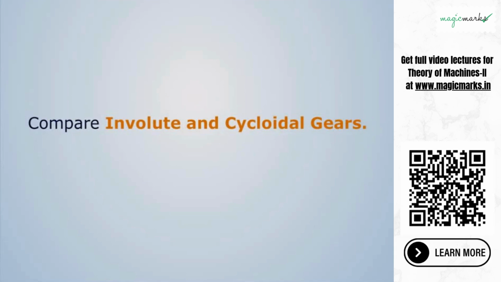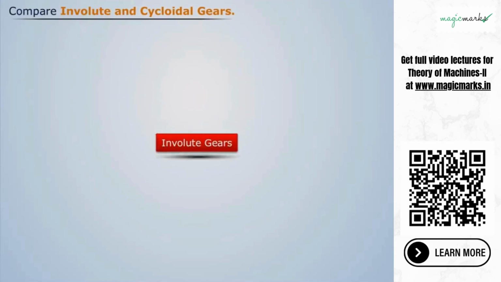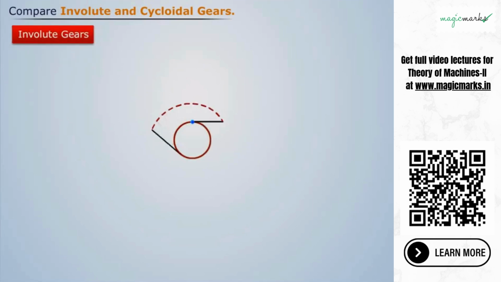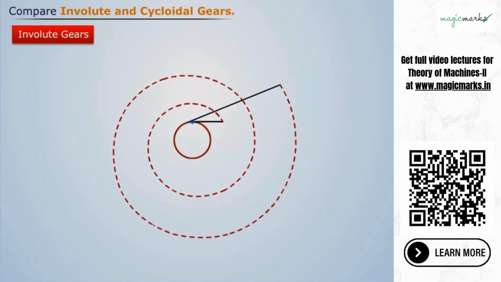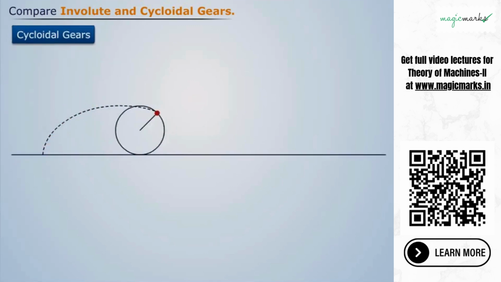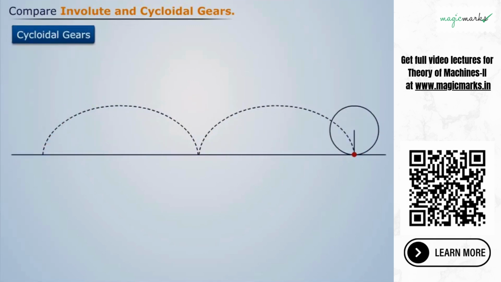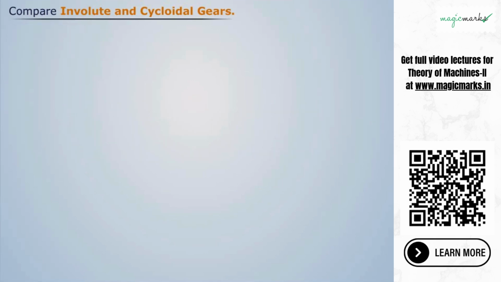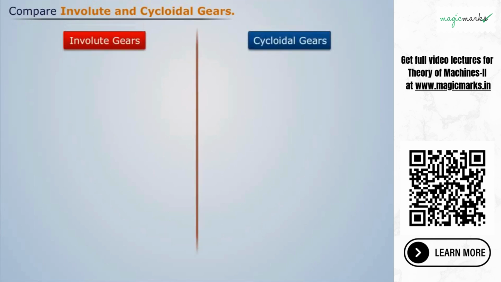Compare involute and cycloidal gears. We know that involute gears are gears which have teeth that trace an involute profile during the transmission of motion. And cycloidal gears are gears which have teeth that trace a cycloidal profile during the transmission of motion. Let's now compare between involute gears and cycloidal gears.